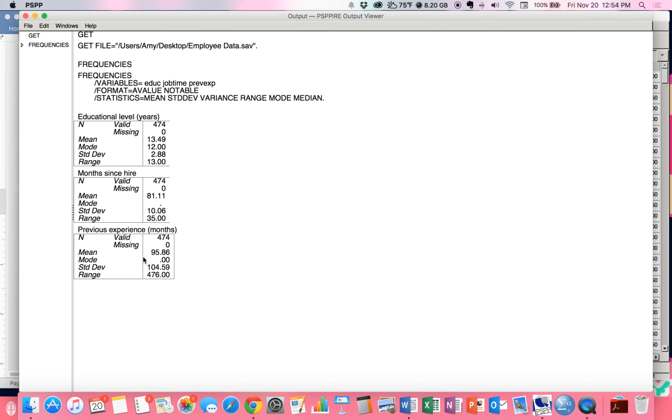Now let's look at previous months experience. So on average, the employees at this company have almost 95.86 months of experience. The mode was 0, right? So the most frequently scored score was 0. So the most people reported having no months of previous experience when they were hired. But look at that standard deviation, 104 months. It's more than 104 months, 104.59 months. So there's a lot of differences in months of previous experience at this company, right?